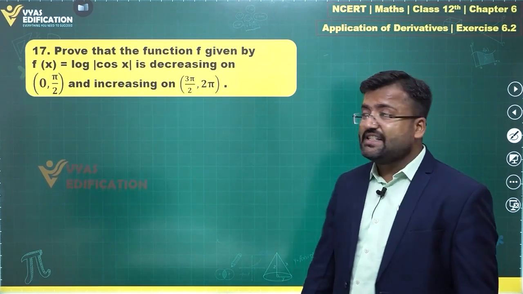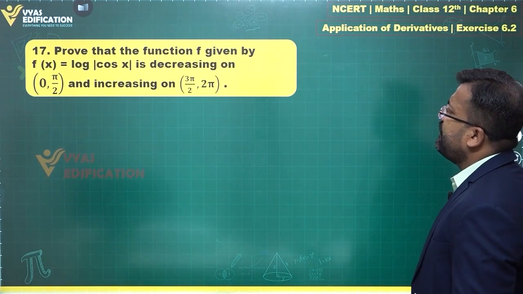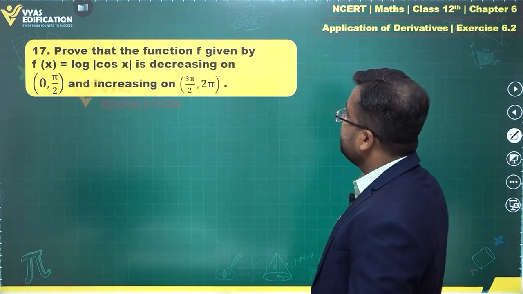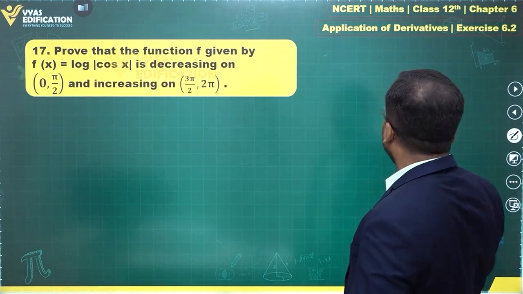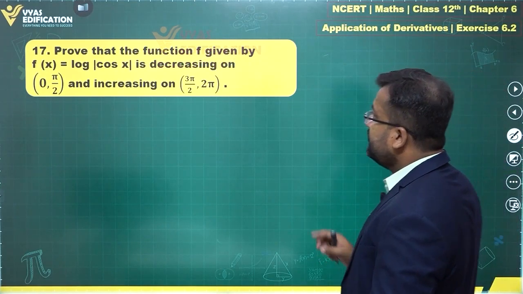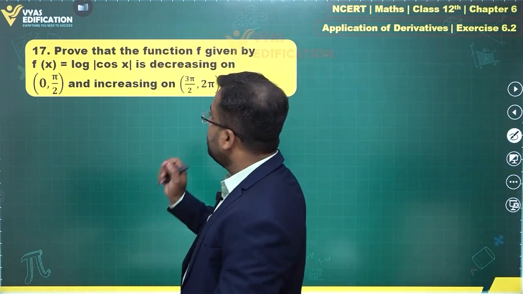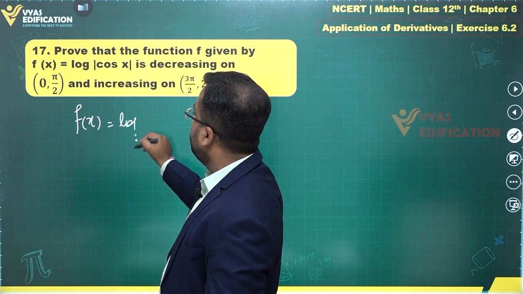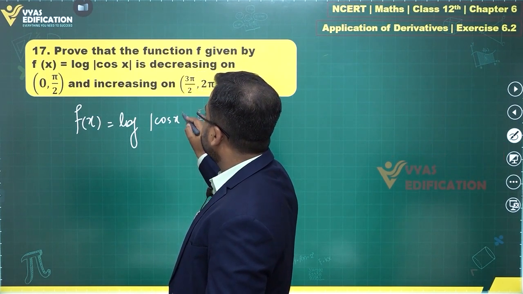Question number 17 says that prove that the function f given by f(x) equals log of mod cos x is decreasing on this and increasing on this. Okay, this time we have an interesting function. We have modulus of cos x. Let's talk about f(x) equals log of mod cos x.